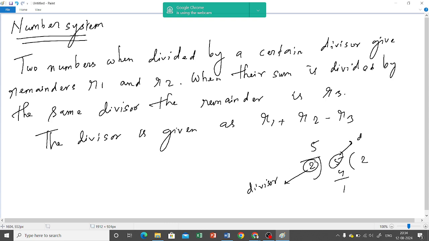This is the dividend. This is the quotient. This is the remainder.